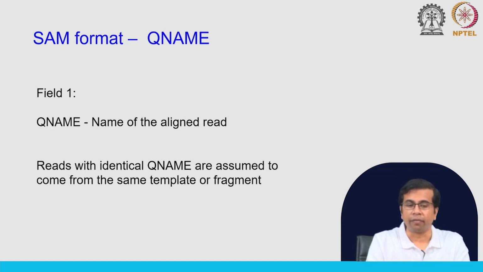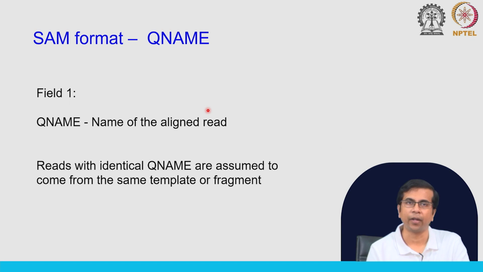Okay. So, the field 1 in the mandatory fields is something called QNAME. This is how we denote it, all in capital, and this actually mentions the name of the aligned read. This name actually comes from the FASTQ file. You have seen that we have some header and we have the name of the read, and that is copied in here. So, we can now tally between the FASTQ file and see which read actually mapped where.